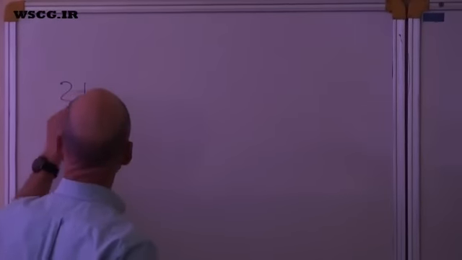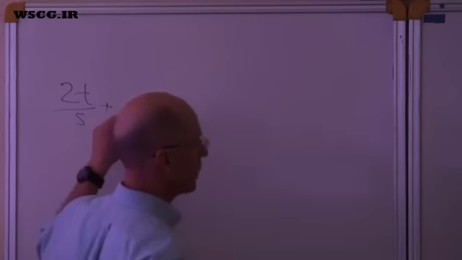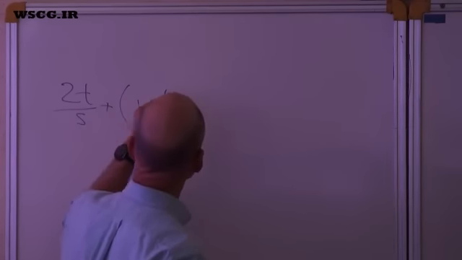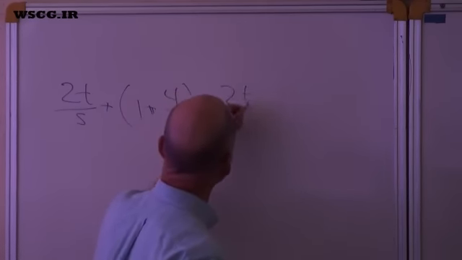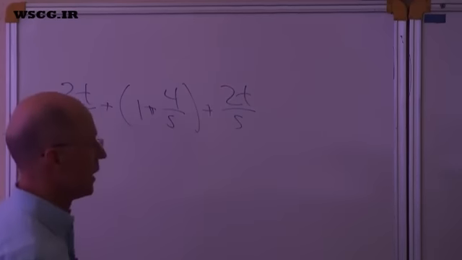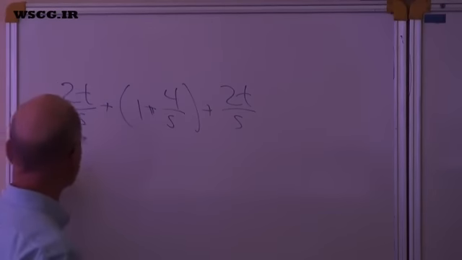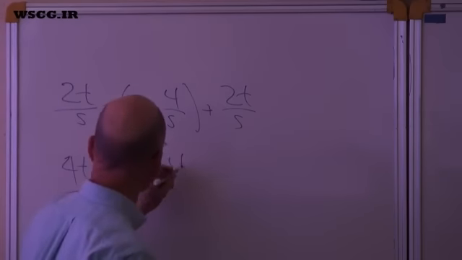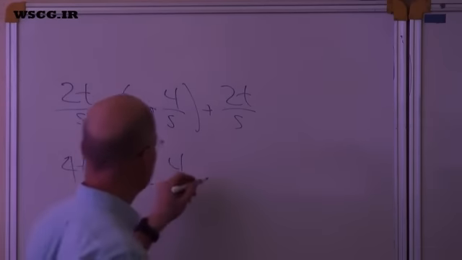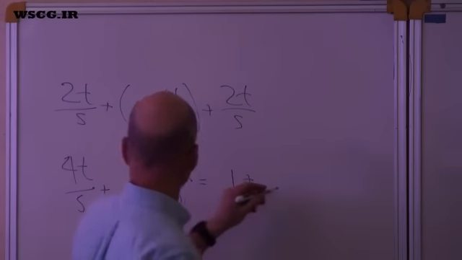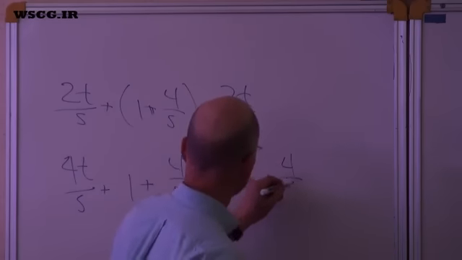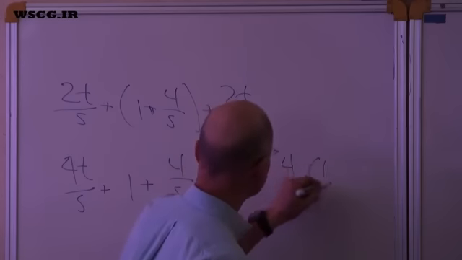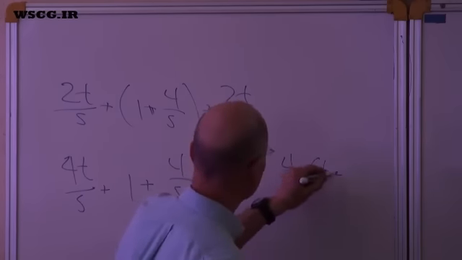I mentioned to you that I get 2t divided by s plus 1 plus 4 over s. So 2t divided by s, yes, this is the term I've got. Putting this together, what do I get? I get 4t over s combining these terms, plus 1 plus 4 over s. I can combine these s terms, so I get 1 plus 4 over s times t plus 1.